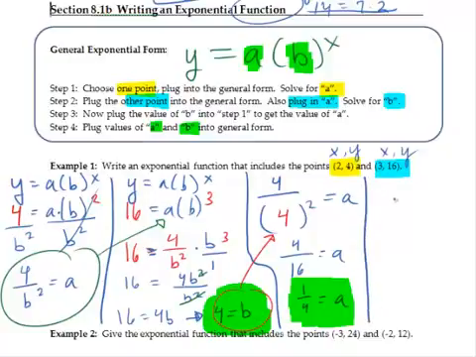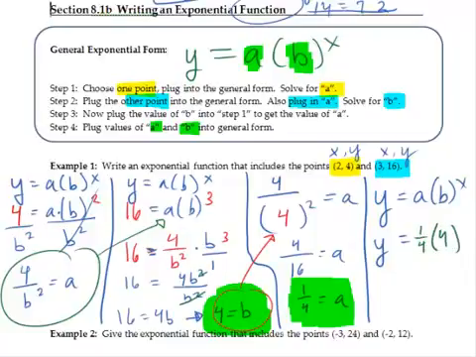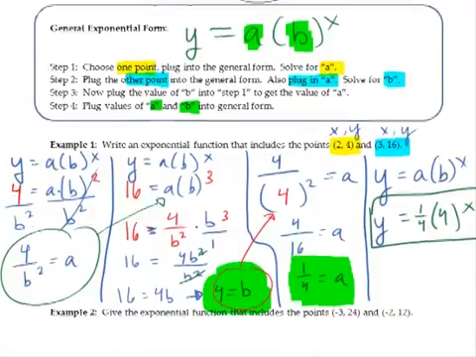So step 4 is to come back to our generic form, a times b to the x, and plug in 1/4 for a, 4 for b, and then leave the x and the y alone. So this is our final answer. y equals 1/4 times 4 to the x. If you get that, then you get the whole point of this lesson. That's it. We're going to look at a couple more examples to see different ways that this plays out, but it's the same steps every time.